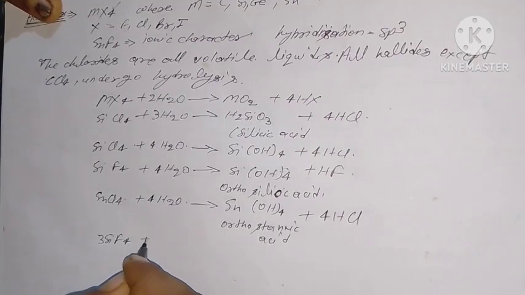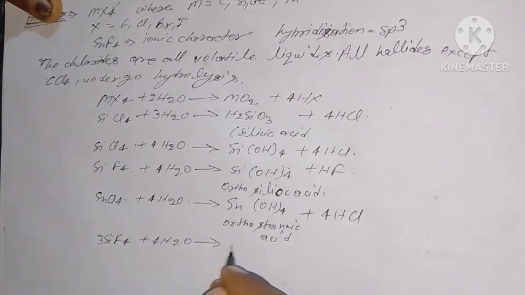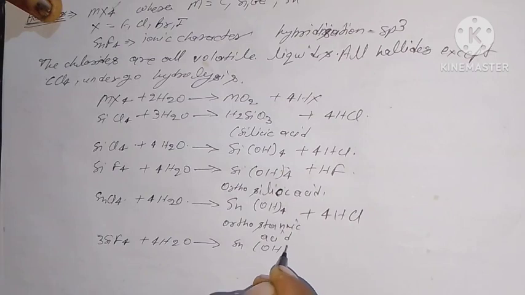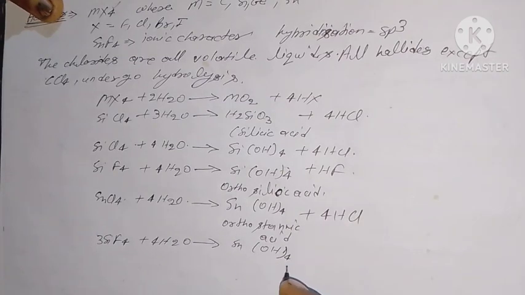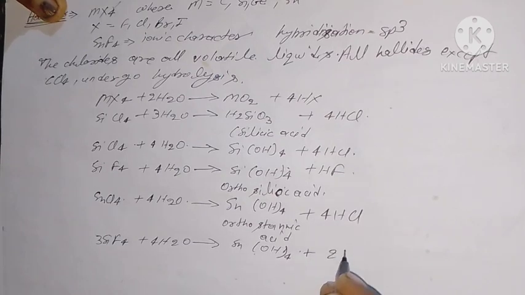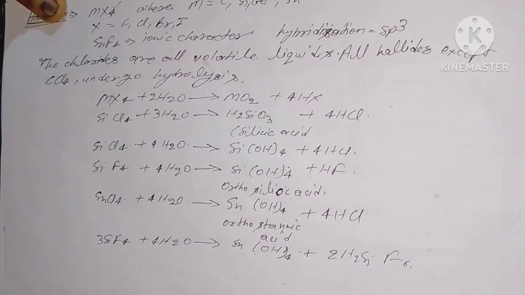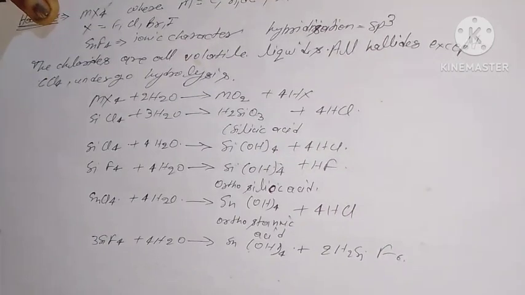3SiF4 plus 4H2O, that makes Si(OH)4, orthosilicic acid, plus 2H2SiF6, hydrofluorosilicic acid.